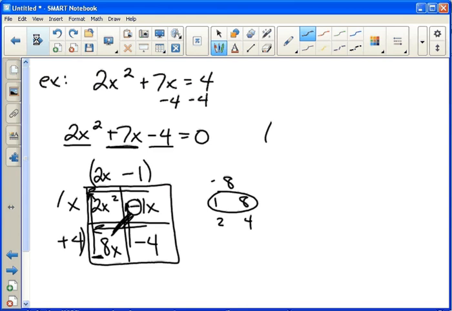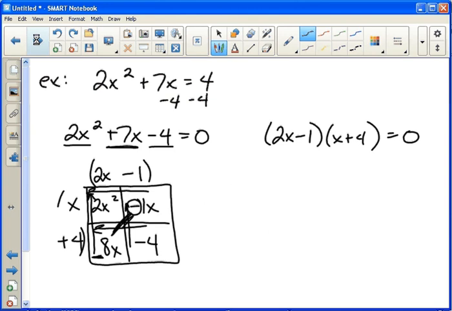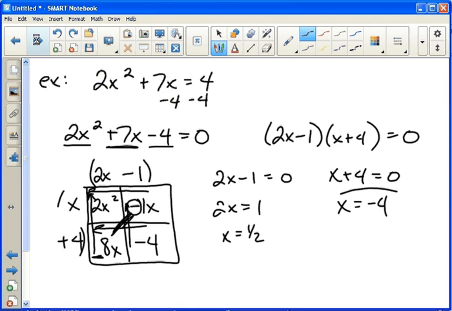I set that equal to 0, and then solve for both. So 2x minus 1 equals 0, x plus 4 equals 0. Over here I add 1 to both sides, and then divide both sides by 2. So I get x equals 1/2. Here I just subtract 4, so I get x equals negative 4. Okay, now I'm going to show you one more like this, so you can get another crack at the box method.